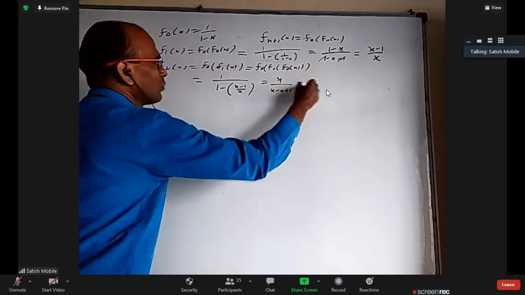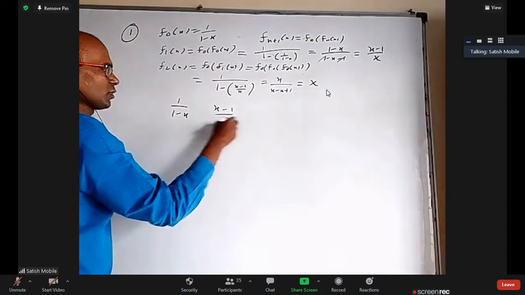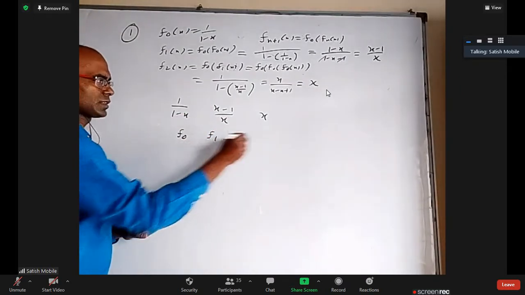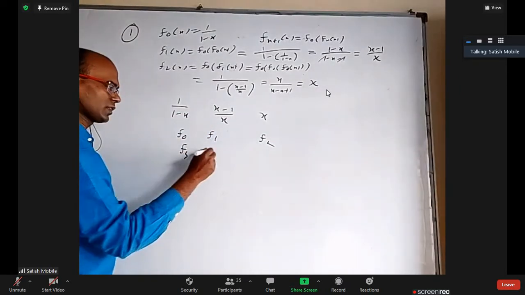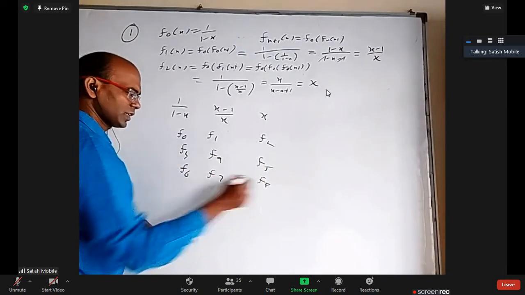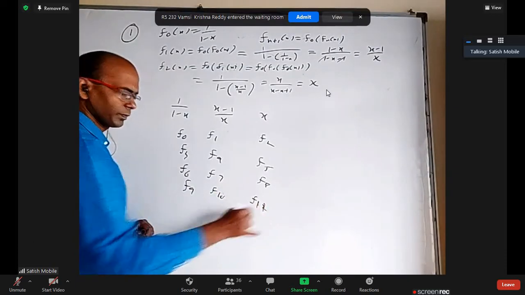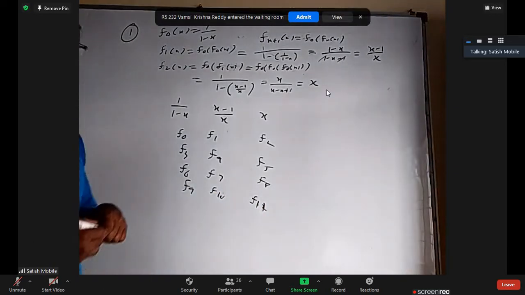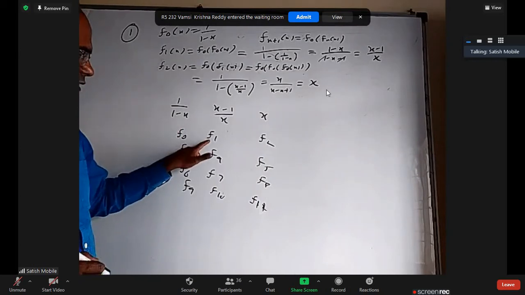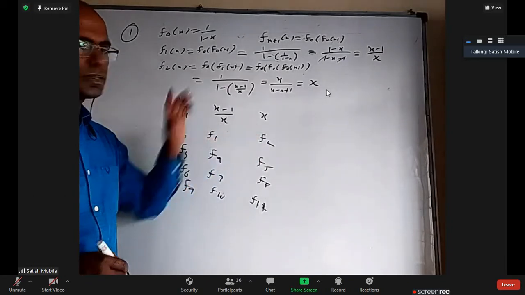What are they? 1 by 1 minus x. Next one is x minus 1 by x. Next one is x. After that, again this only will come. So this is F0, this is F1, this is F2, this is F3, this is F4, this is F5. Again, this is F6, this is F7, this is F8. Again, this is F9, F10, and F11, and so on. You can see whenever n is a multiple of 3, this is the formula. Whenever n is a multiple of 3 plus 1, this is the formula. Whenever it is a multiple of 3 plus 2, this is the formula.